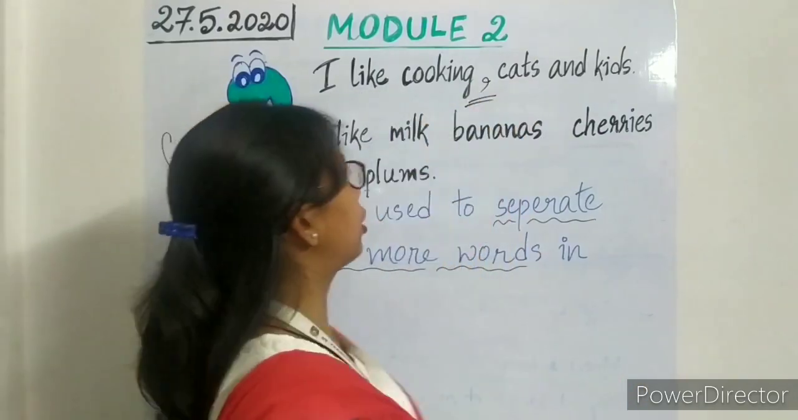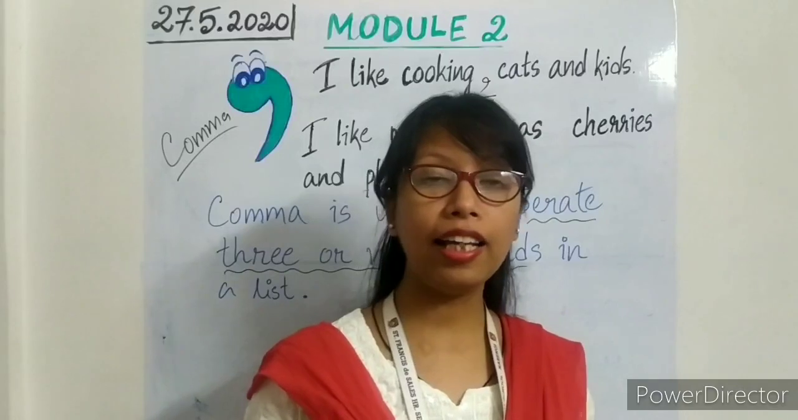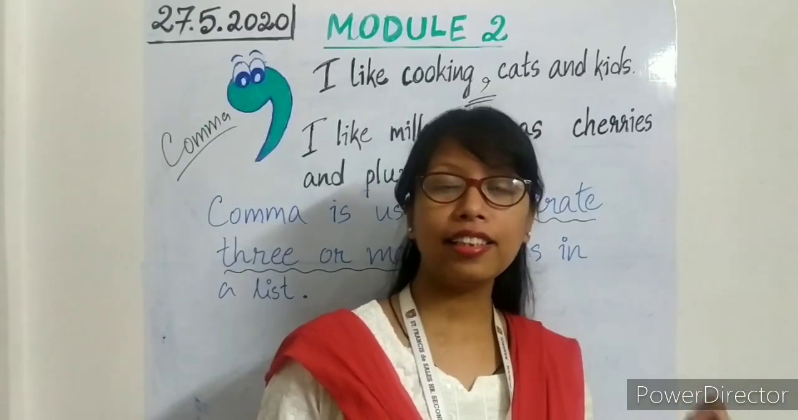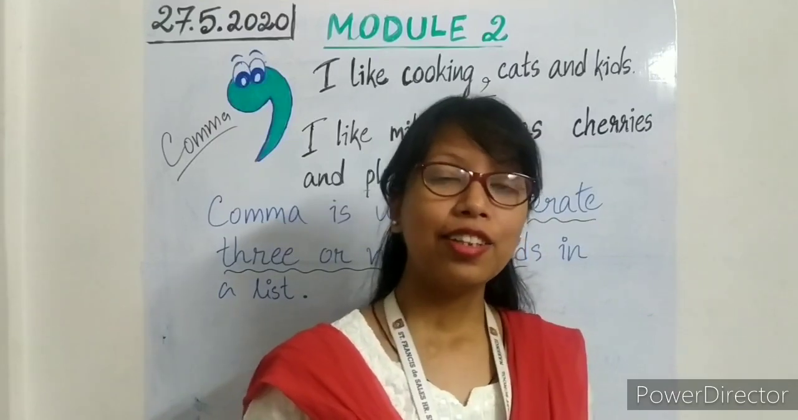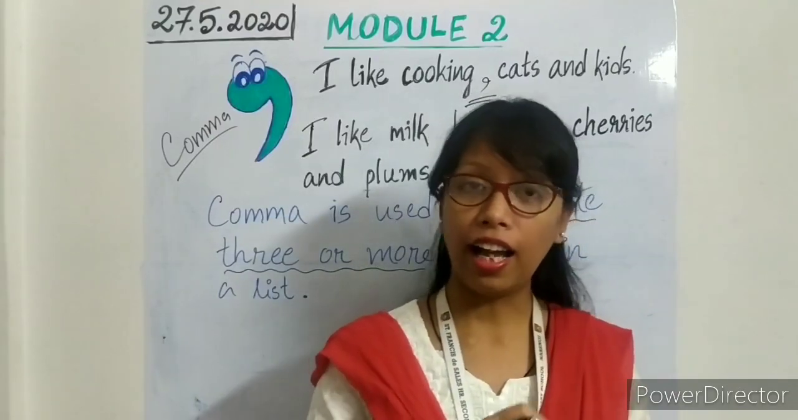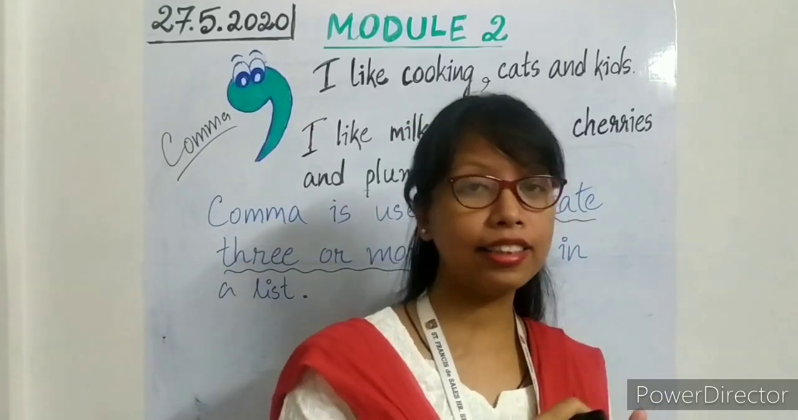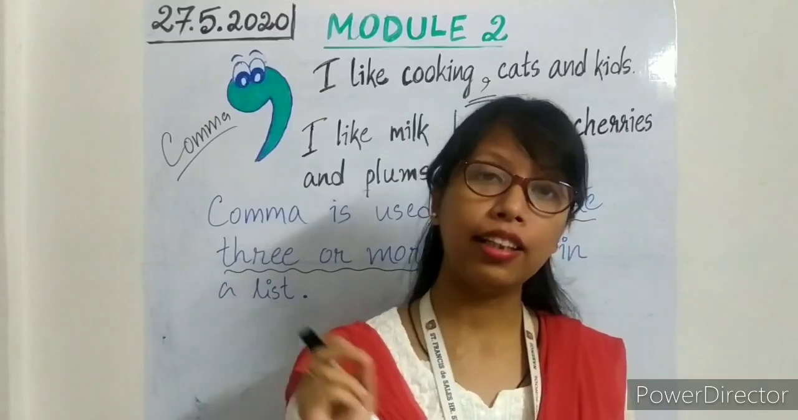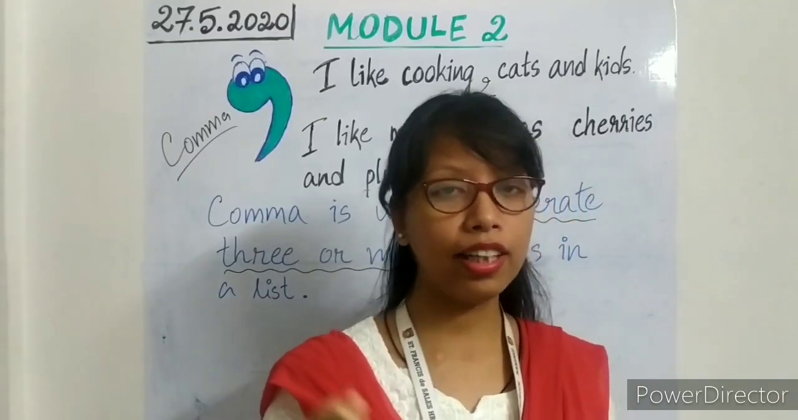Now here I have put the comma. So it becomes, I like cooking, cats, and kids. So here the meaning becomes, what are the things that I like? I like cooking, I like cats, and I like kids. Therefore it becomes, I like cooking, cats, and kids.